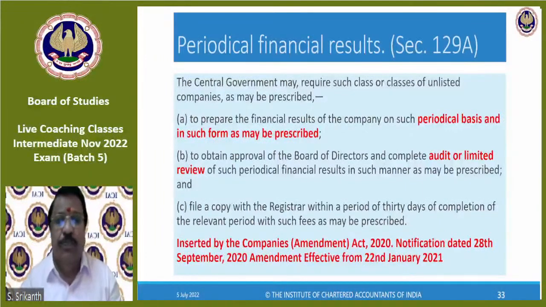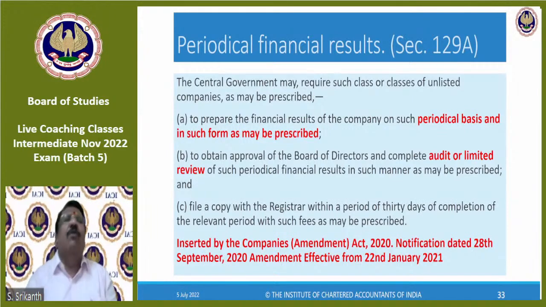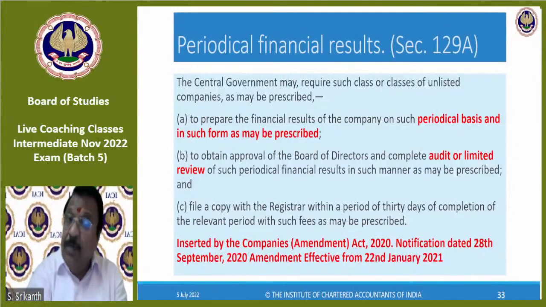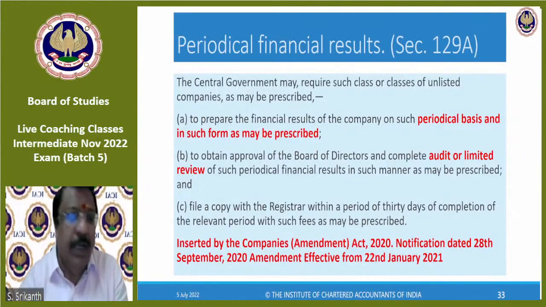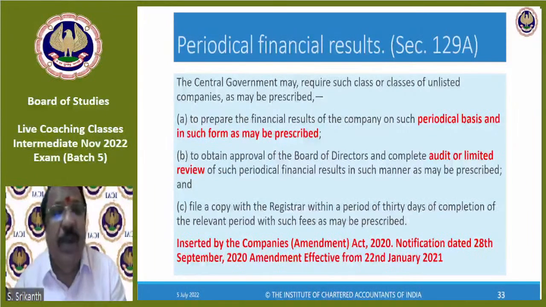Okay, so they may make it compulsory for unlisted companies also. Just like they want to bring dematerialization for unlisted companies also, but still many unlisted companies have not dematerialized their shares. Okay. Anyway. So then they have to file a copy of such periodical financial statements with the registrar within a period of 30 days of completion of the relevant period.